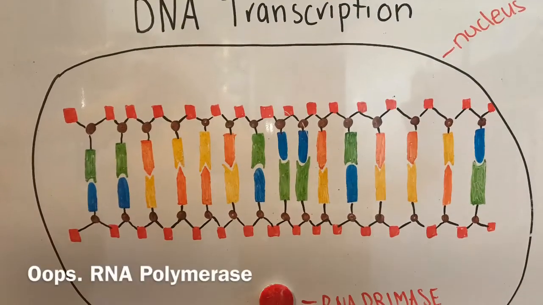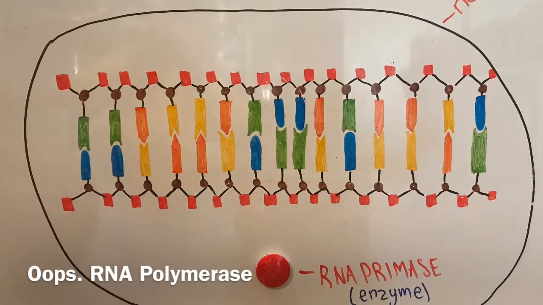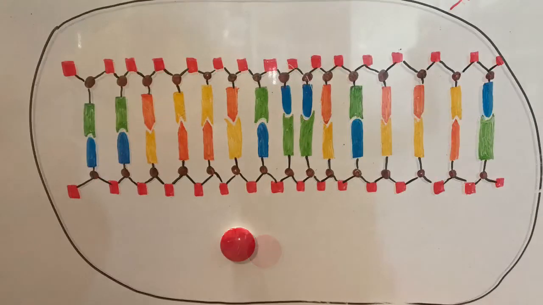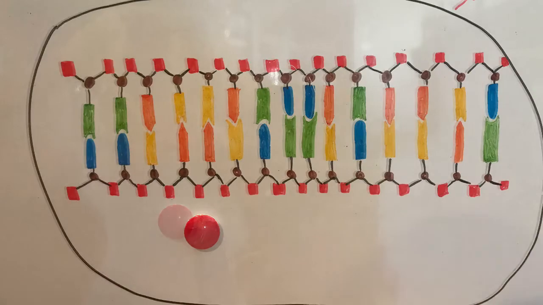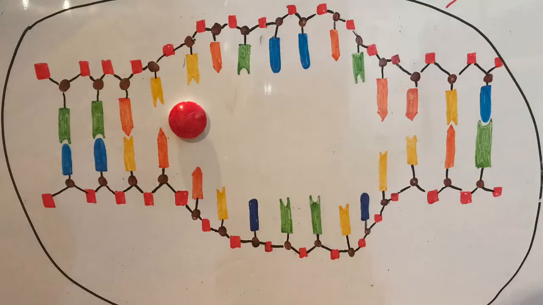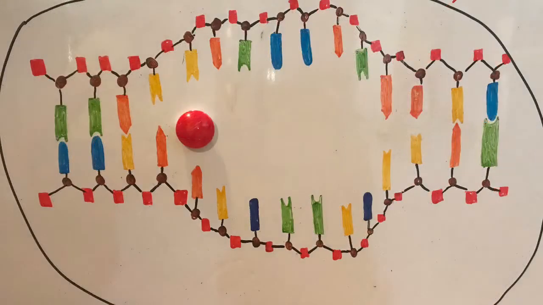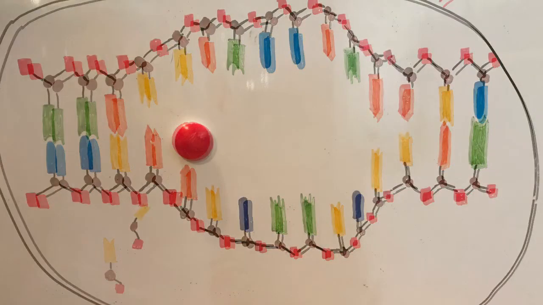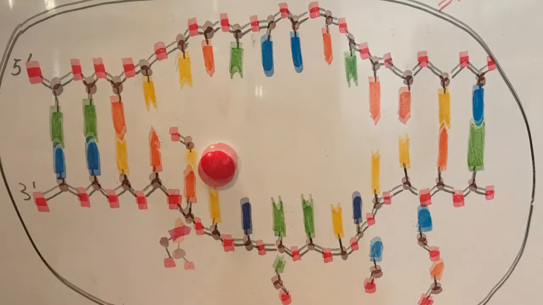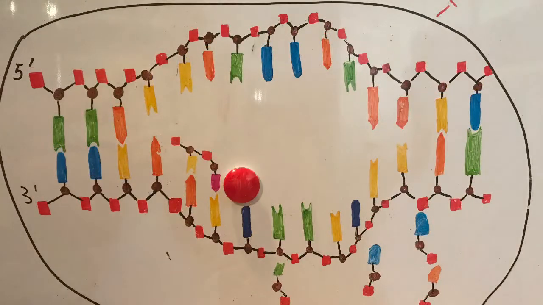RNA polymerase splits the DNA at the promoter area of the gene and uses one of the exposed strands as a template for the formation of the complementary mRNA strand. The RNA polymerase enzyme builds the new mRNA strand by pulling free-floating RNA nucleotides from the nucleus and adding them to the 3' end of the strand.